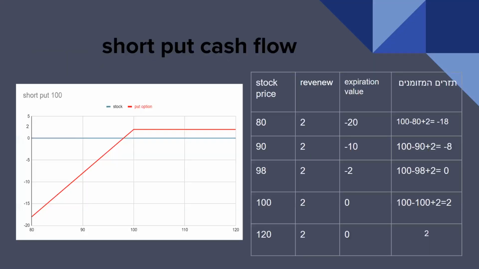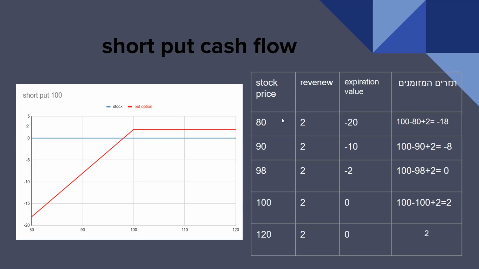So let's see this short put cash flow, how it's going to look in this graph, and what is going to be our cash flow. We're going to build three scenarios. First, we're going to see if the market goes down, if the market stays in place, and if it rises. So let's start with the worst case scenario for us.